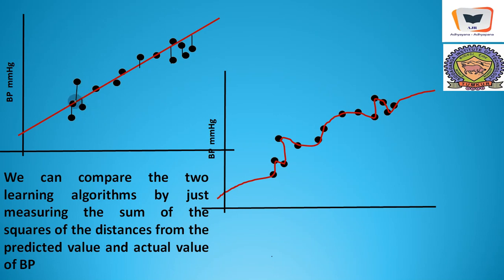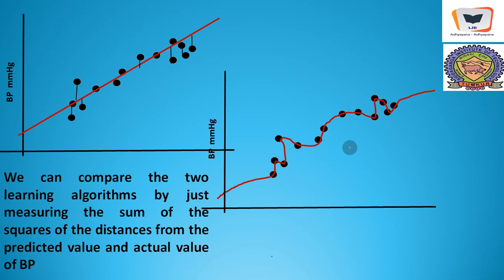This is a positive error and this is a negative error, and if we simply sum these errors, these differences or heights or distances, there are chances that the positive distances may cancel away. Therefore we will square the distances. That is the philosophy of least square errors. And we compare the two learning algorithms by just measuring the sum of the squares of the distances from the predicted values and the actual values.